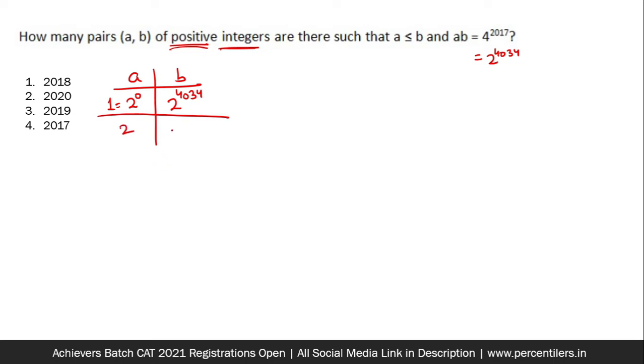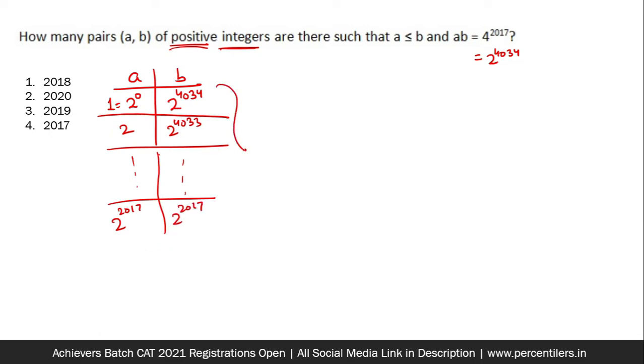When a becomes 2, b has to become 2 raised to the power 4033, and so on till both a and b become 2 raised to the power 2017 each. And that's where we have to stop. So if you count how many such instances are there, you will find that there are 2018 instances. So 2018 pairs becomes the answer, not 2017. The most commonly marked wrong answer is the fourth option, 2017. I hope a lot of you would know why. Moving on to my third question of the video.